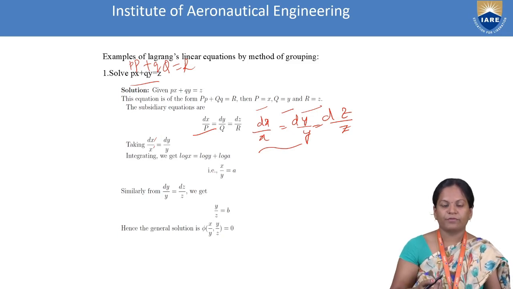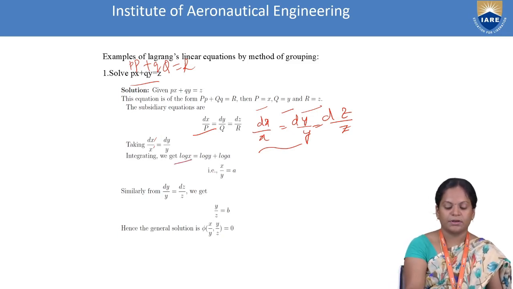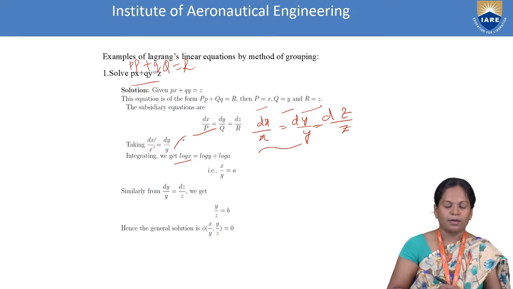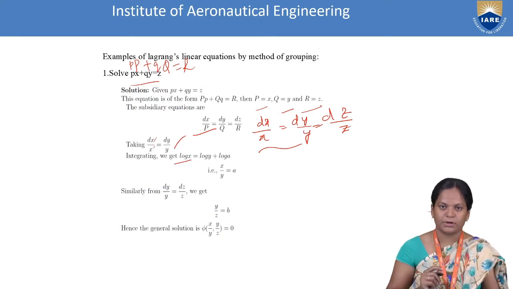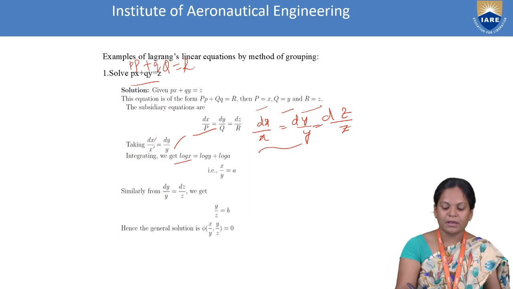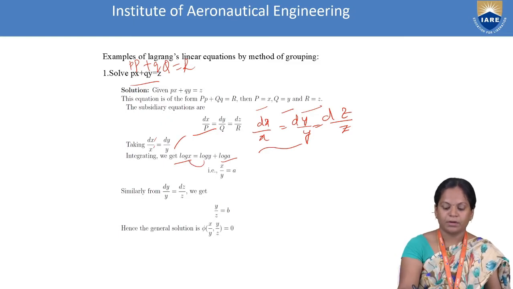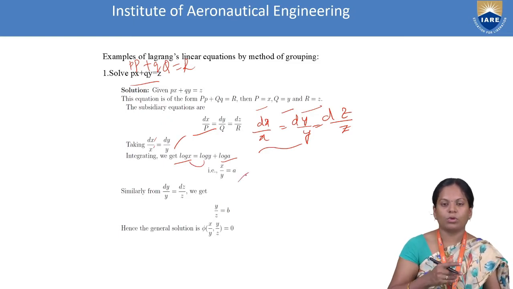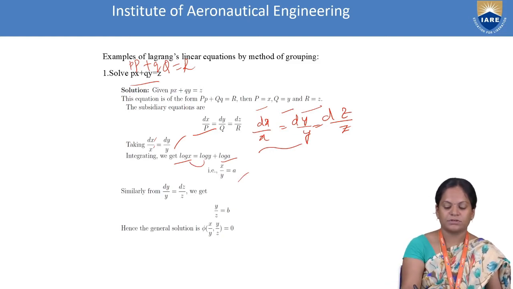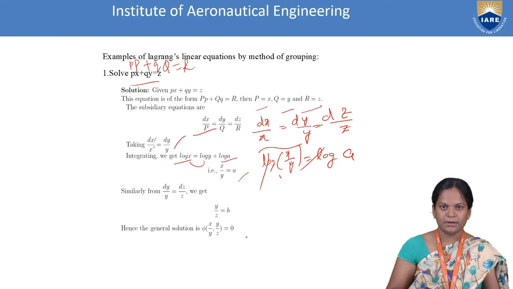So integration of 1 by x is log x, integration of 1 by y is log y. After integration we consider one arbitrary constant. So generally I am taking here log a. Take log y to this side, log x minus log y. Log x minus log y is nothing but log of x by y, which is equal to log a. So log x by y equal to log a. On both sides the log cancels. We get x by y equal to a.